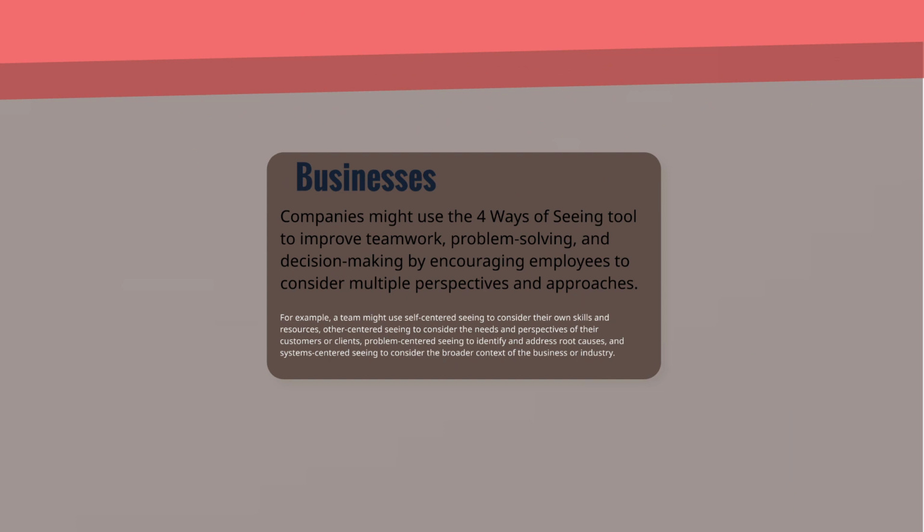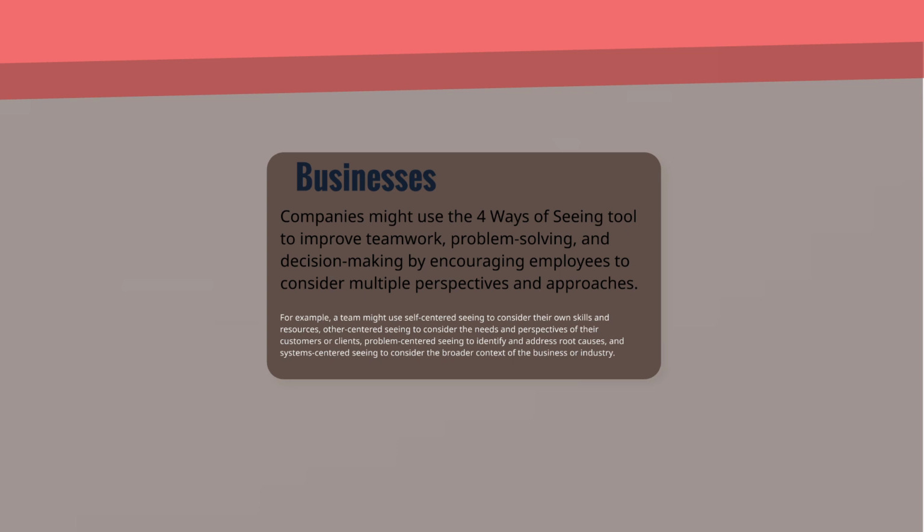So how can businesses use the 4 ways of seeing tool to improve teamwork, problem solving, and decision making? Well, let's consider an example. Imagine you're part of a team tasked with developing a new product or service for your company. By using the 4 ways of seeing, you can encourage your team members to consider multiple perspectives and approaches. For instance, you might use self-centered seeing to consider your team's own skills and resources. What are your strengths, and how can you leverage them to create something truly innovative?